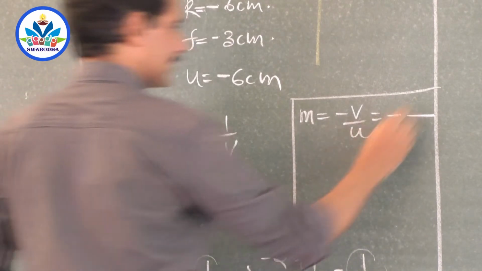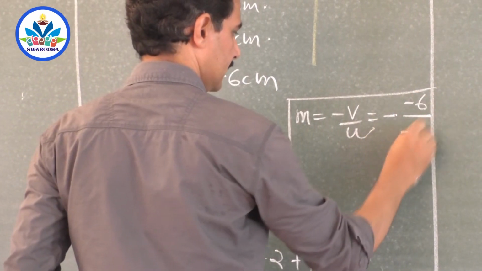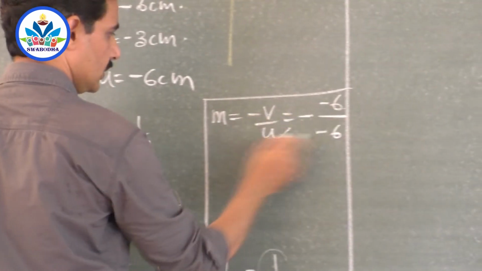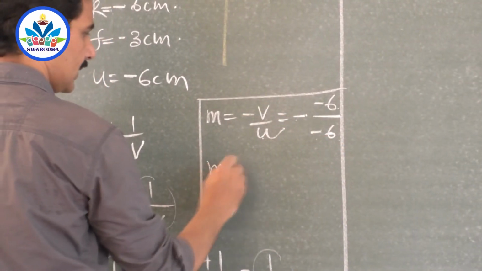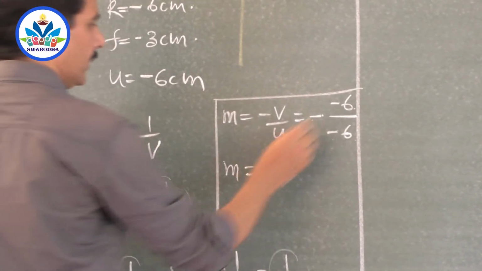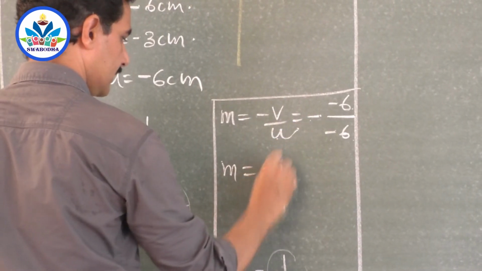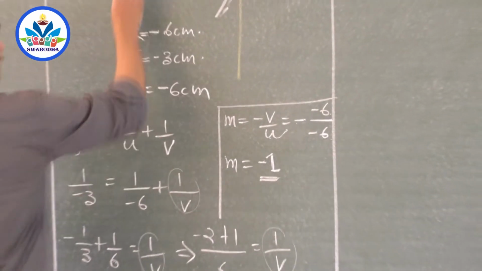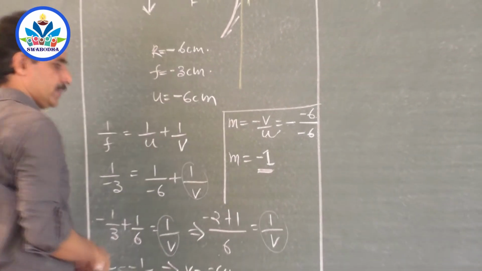V is minus 6, object distance is minus 6. So this minus is in the formula. V is minus 6, U is minus 6. So what is the total magnification? Minus 1. Why, sir, is it minus 1? Magnification 1 indicates that object height and image height are the same. Minus indicates that the image is inverted, it is below the principal axis.